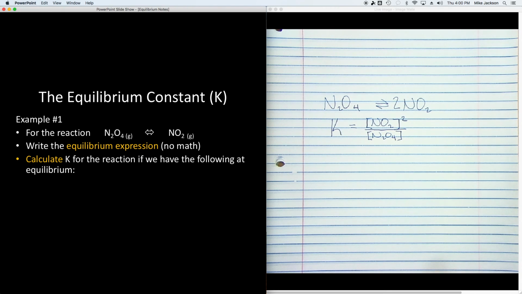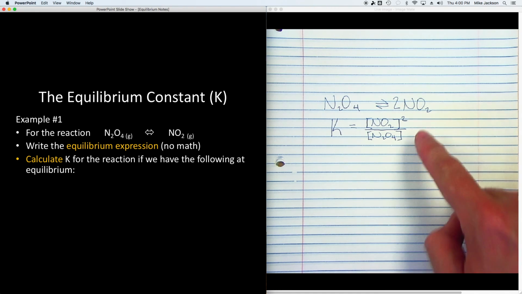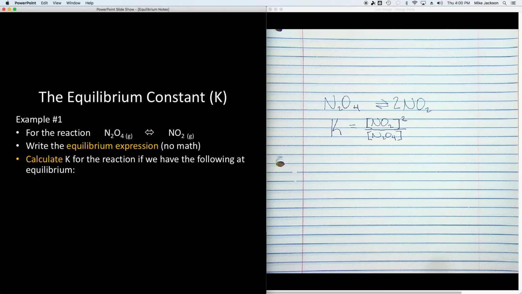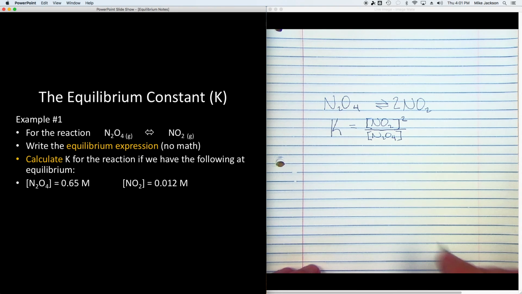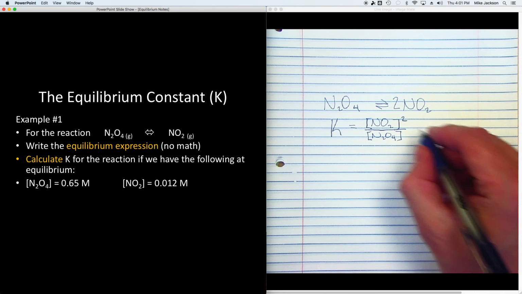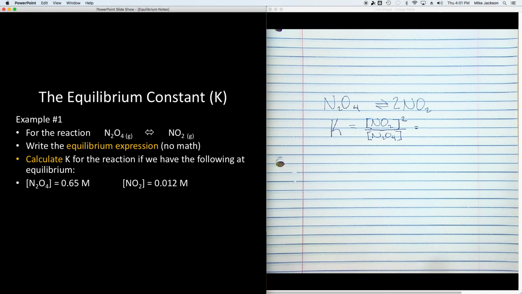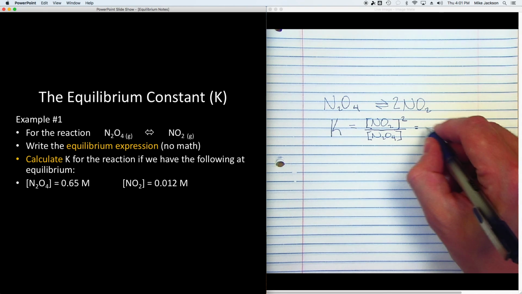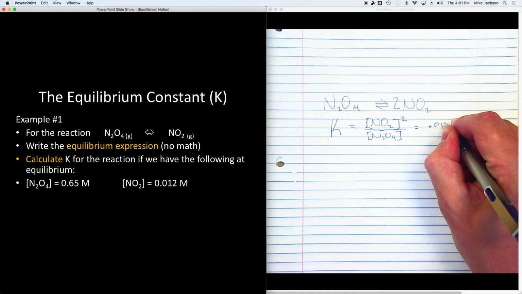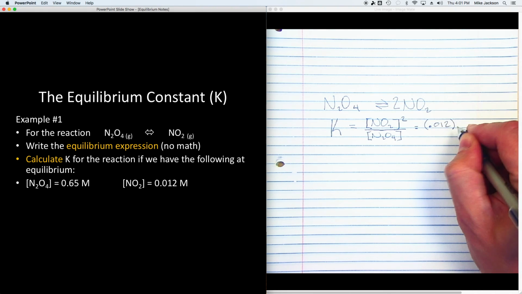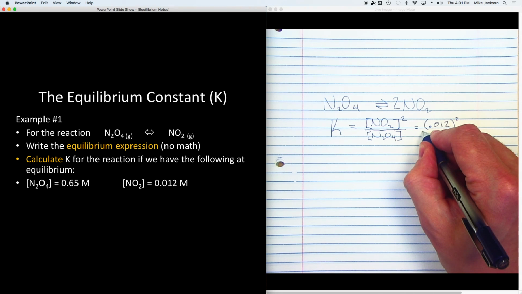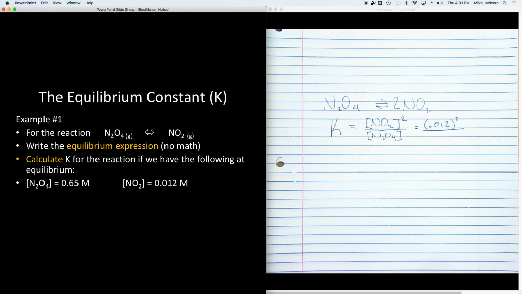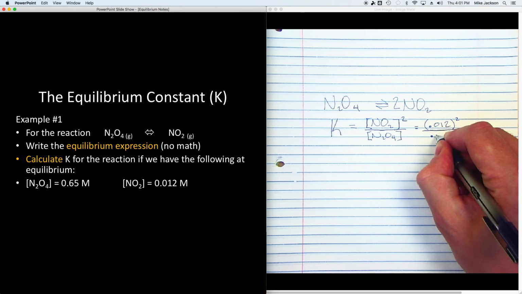Now calculate the K for the reaction, so calculate the equilibrium constant for the reaction if we have the following values at equilibrium. In order to calculate, we're going to have values to plug into this expression. And those are those values. So now it's just plugging into the expression as written. So if I have NO2 squared, I'll plug in the concentration of the NO2, which is 0.012 molar. And we can leave the units out because they're going to go away anyway. Divided by N2O4, which is 0.65 molar.